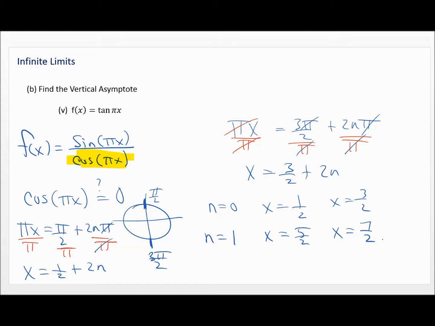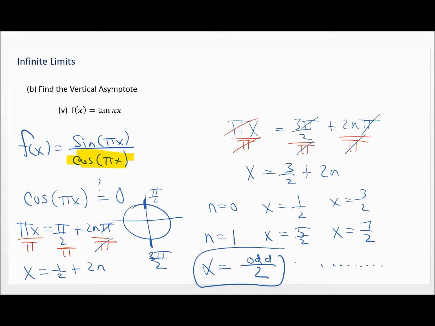Okay, now how many vertical asymptotes do you think we're going to have? Well, there's an infinite number of them. You can continue in this pattern forever and ever. So they are of this form. Can you see a pattern? So 1/2, 3/2, 5/2, 7/2. So it looks like odd numbers over 2. Those are going to be your vertical asymptotes.